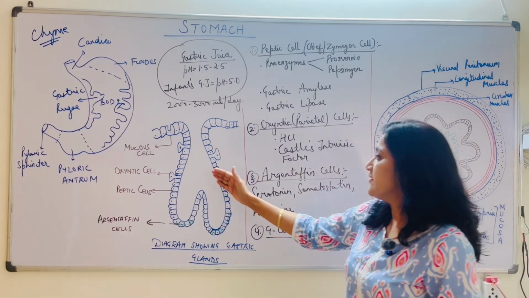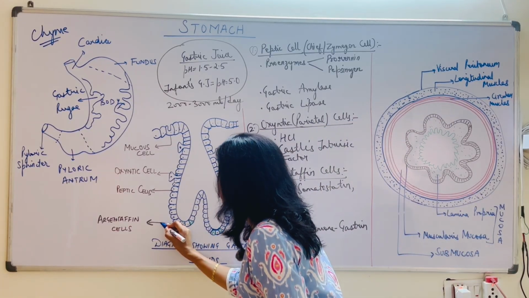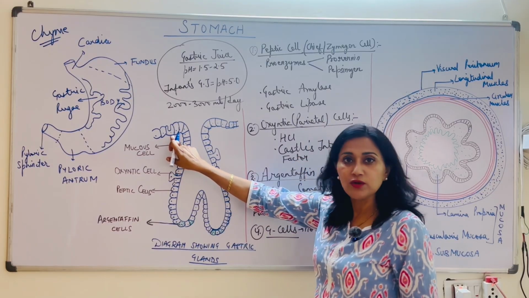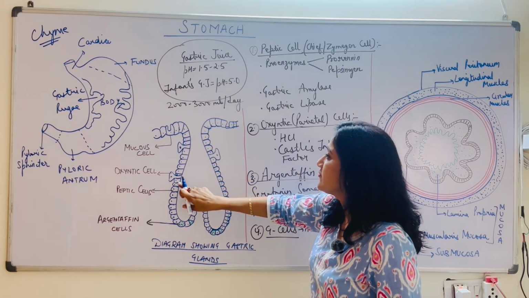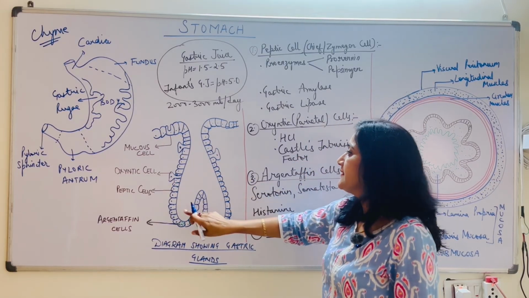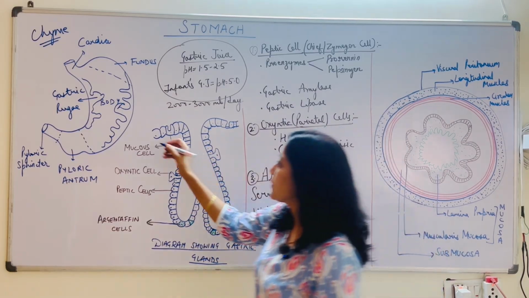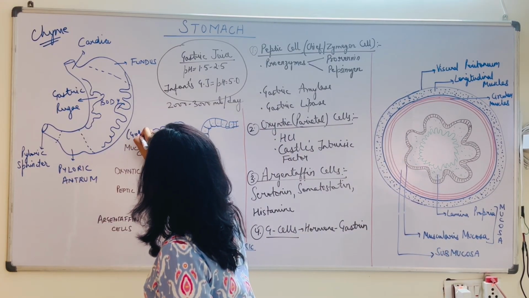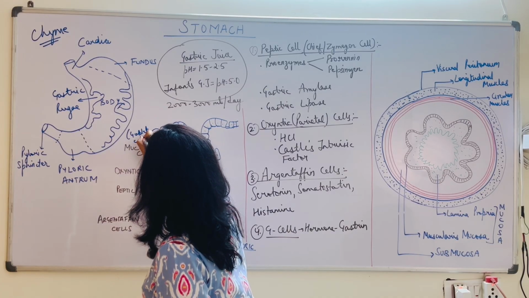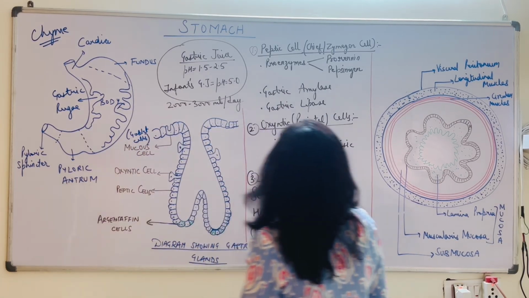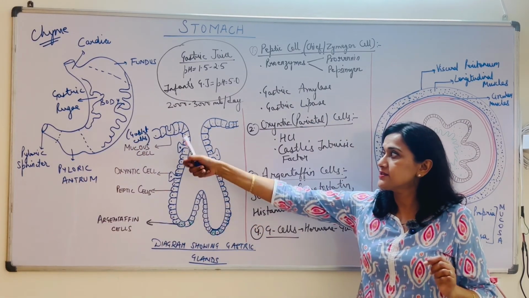Okay. So let us first see which are the different cells. They are the mucus cells. Then you have the oxyntic cells. Then there are peptic cells and argentaffin cells, right? Mucus cells can also be known as goblet cells. At different places you might have read, they are also known as goblet cells.